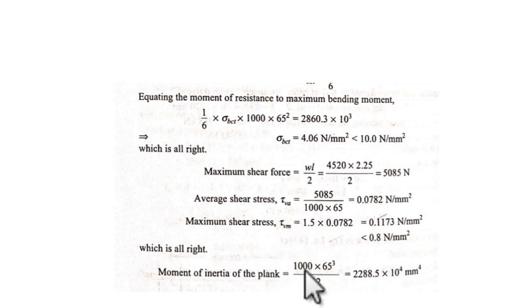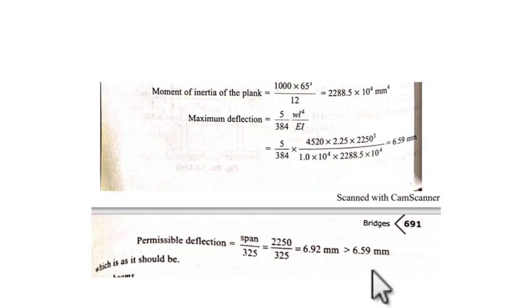Now we have to check whether it is safe in deflection. These three checks we have to perform. The moment of inertia of the plank is 1000 into 65 cubed by 12. So this is equal to 2288.5 into 10 to the power 4 millimeter to the power 4. BD cubed by 12, from this we have found the moment of inertia.